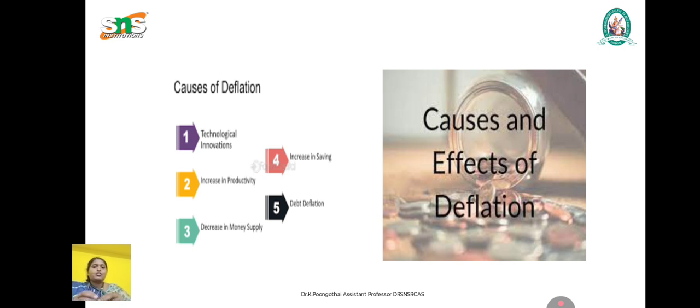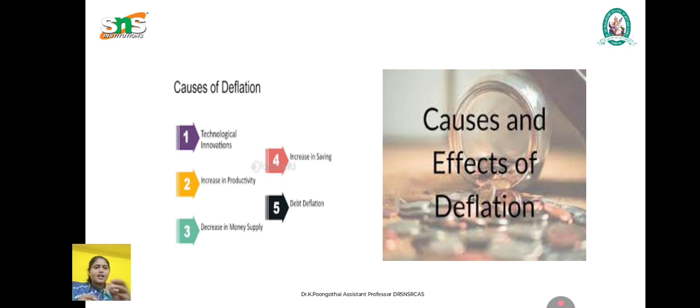Next is reduced production. Businesses may cut back production if demand is low, which leads to layoffs and further economic stagnation. That is reduced production. The next consequence is an increased debt burden. It becomes difficult to repay the amount in real value as the real value of a loan increases. That is known as increased debt burden. The next one is the deflationary spiral. It is a dangerous cycle where falling prices lead to less spending, and further price drops, and so on.